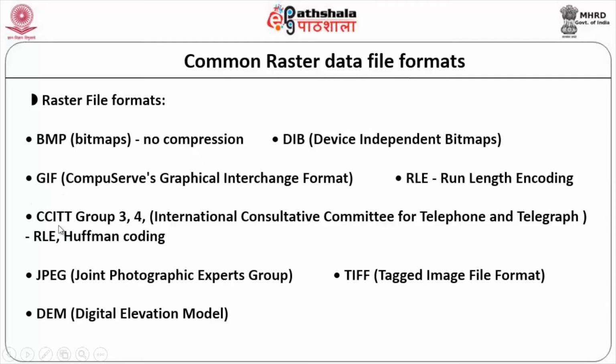Of course, these are all there for different applications. For example, the one used for telephone and telegraph is called CCITT. Again, it is run length coding. Another run length coding is Huffman coding. JPEG, Joint Photographic Experts Group, is again a very popular one, and it is the one that occupies the minimum size in color.